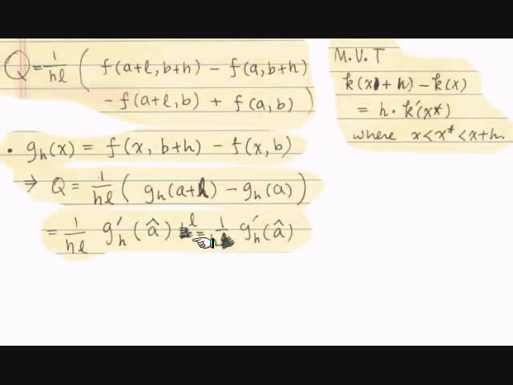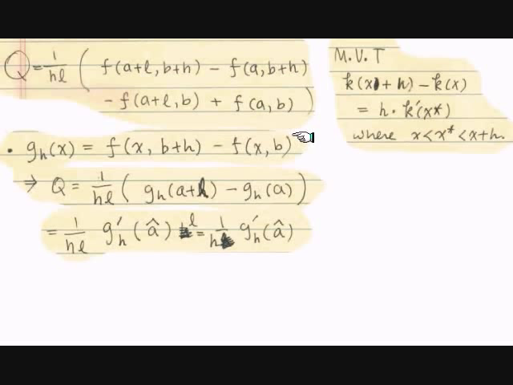Turning these differences into a nice multiplicative form, this L and L cancels. It's an exact cancellation, not L approaching 0 or anything like that. It doesn't matter what L is. Then 1 over h here, and then the derivative right there.